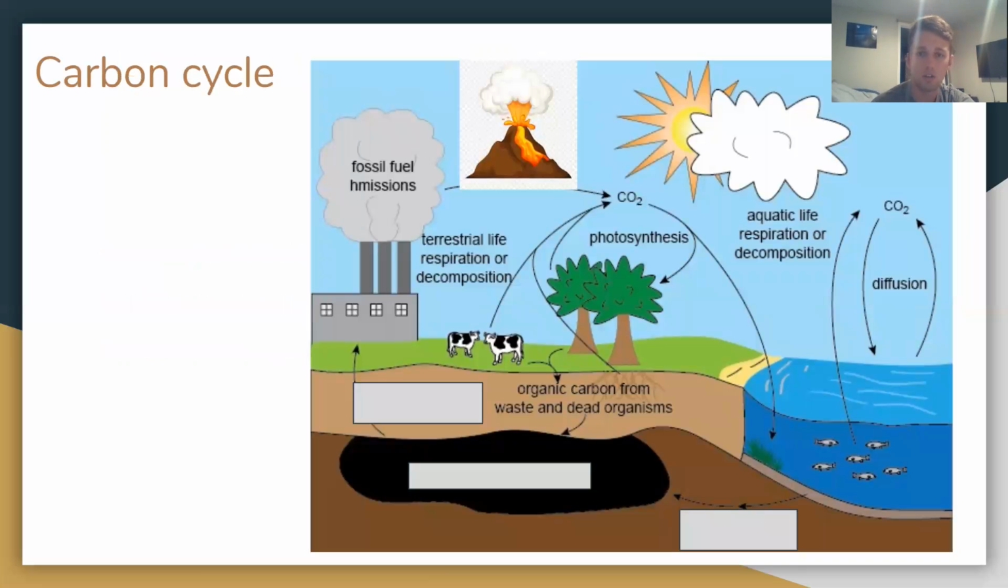Last one here, the carbon cycle we're going to talk about a little bit. A couple of important things before we get into the cycle of this. There's 50 times more carbon dioxide in our oceans than in the atmosphere. This leads to 90% of our total carbon dioxide on Earth being inside our oceans. So that's actually a lot.